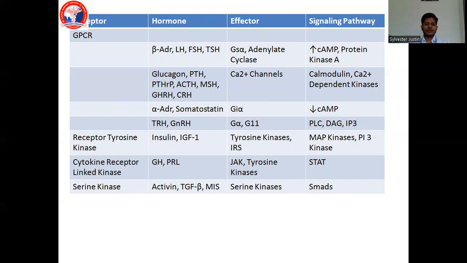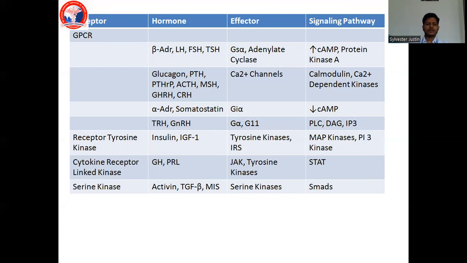GI alpha, the alpha receptor of adrenaline, and the hormone somatostatin. They act by decreasing the cyclic AMP concentration. And TRH and gonadotropin releasing hormone, GnRH, act via the G alpha G11 type of GPCR, and signaling pathways via phospholipase C, diacylglycerol, and inositol phosphate 3.